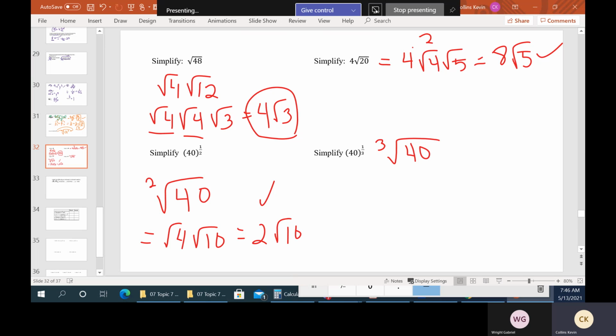Okay. Well, as it turns out, 8 does divide into 40, right? So we can say we've got the cube root of 8 times the cube root of 5, because 5 times 8 is 40, right? So again, the perfect cube is 8, so if you take the cube root of 8, you just get 2, and then times the cube root of 5, and that's our guy.